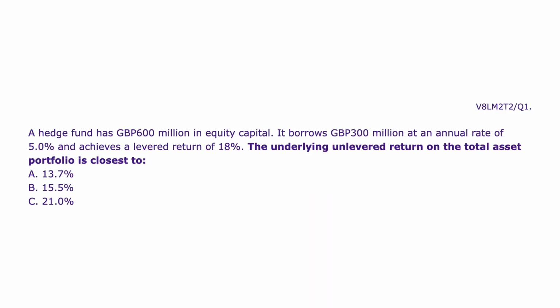A hedge fund has 600 million GBP in equity capital. It borrows 300 million GBP at an annual rate of 5.0% and achieves a levered return of 18%. The underlying unlevered return on the total asset portfolio is closest to A. 13.7%, B. 15.5%, C. 21.0%.